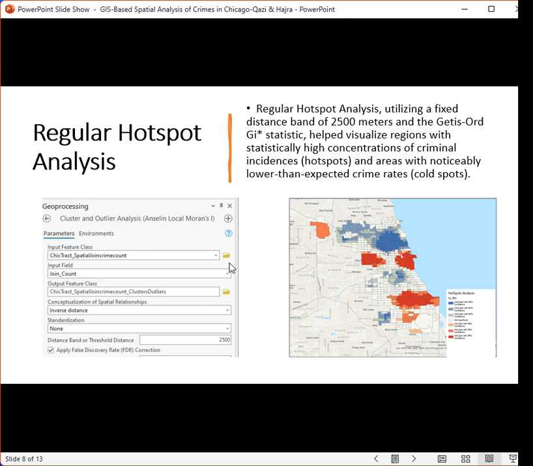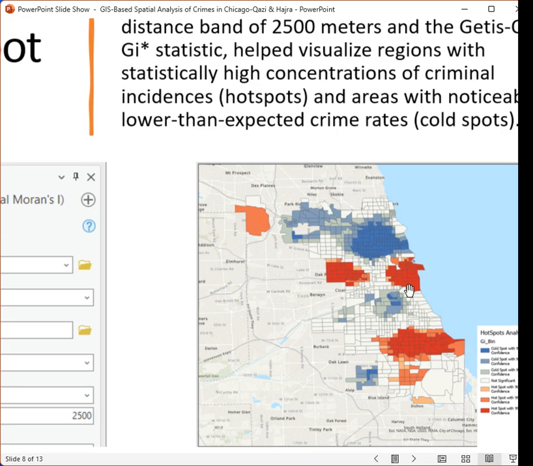Here we also use the regular hotspot analysis, where we use a fixed distance of 2500. The result of this is also that the hotspot areas have a high concentration of crime incidents, and cold spots are lower, as you are seeing in this map.